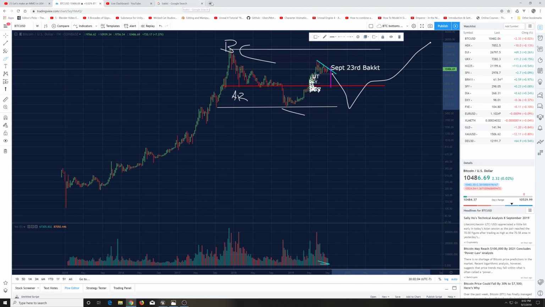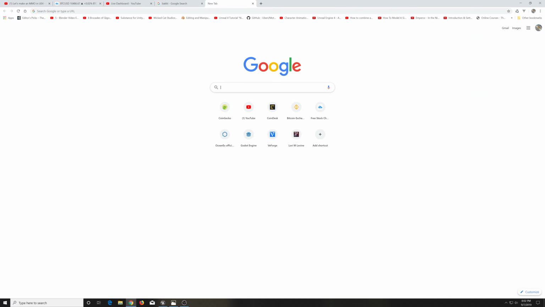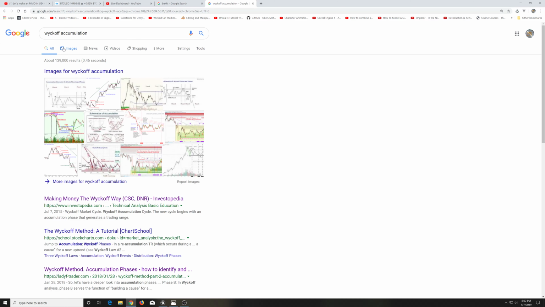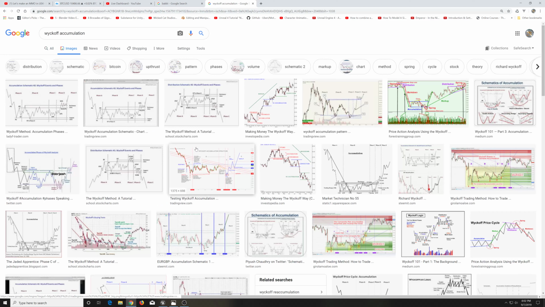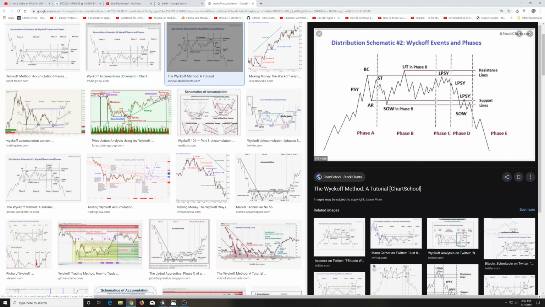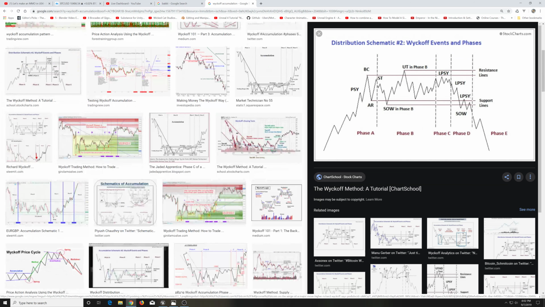So if we go over here and we search Wyckoff accumulation, and then we go look at images. Okay, so it bounces here and it goes up here. Is that a good one? No, that's not a very good one. Maybe. No, that's not a good one either. I know there's one that's a good one. Trying to look for a thing here.